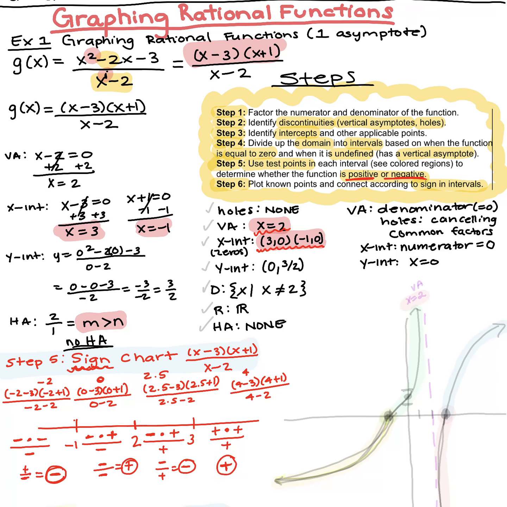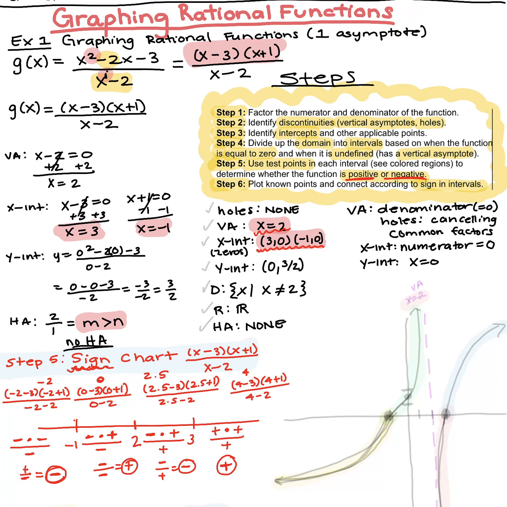So if you guys want to see the sign chart a little bit clearer, we can do it again over here. You're going to have a -1, 2, and a 3. Anything that's less than -1 has to be negative. Anything between -1 and 2 is going to be positive. Anything between 2 and 3 is going to be negative. And 3 and greater has to be positive. Okay? So now let's put all of this information together and let's create this graph.